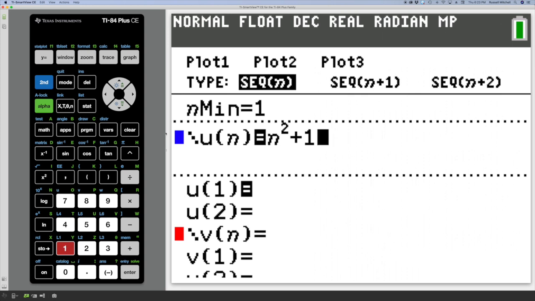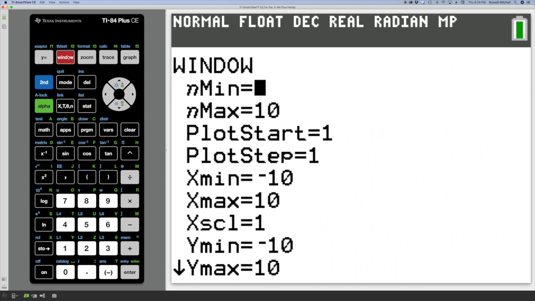Then for our settings, we need to go to our window. When we put 1 in here, we get 1 squared plus 1, which would be 2. And when we put 10, because that's going to be the last one since we want to graph the first 10, we have 10 squared plus 1, and that would be 101. So we probably want to be above 100 for our Y max. So we go to our window. This is a little different than when we have the function window. We want our n min to be 1.